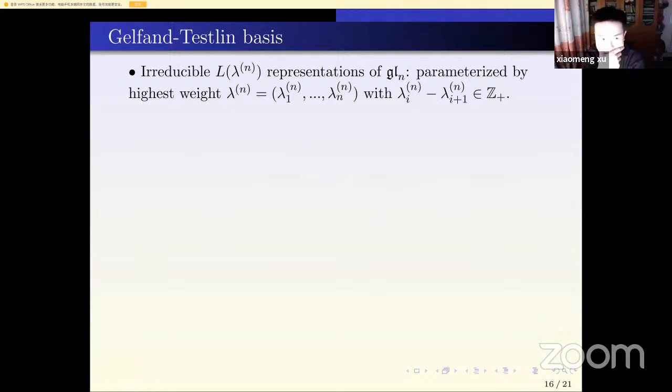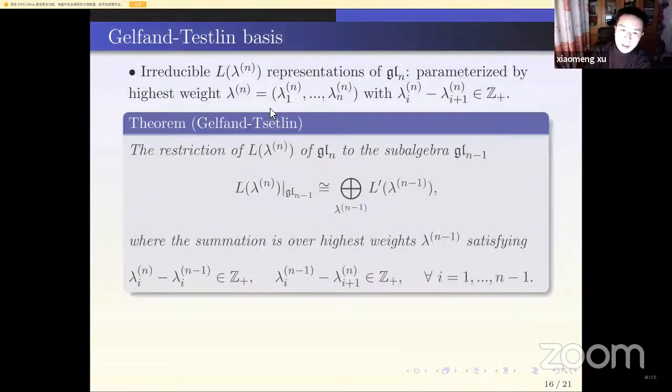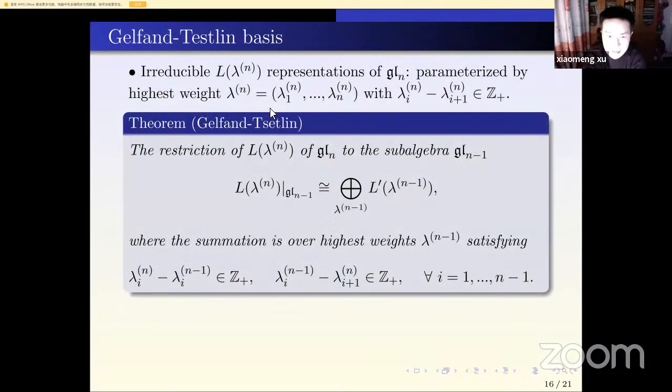First, let's recall what the Gelfand-Zeitlin bases are in representations of GLN. Recall that any irreducible representation of GLN is parametrized by a collection of numbers whose differences are non-negative integers. Here lambda n is the highest weight. Then the theorem of Gelfand-Zeitlin says that we restrict GLN to a subalgebra GLN minus one, where I think of GLN minus one as the top left n minus one by n minus one submatrix of GLN.